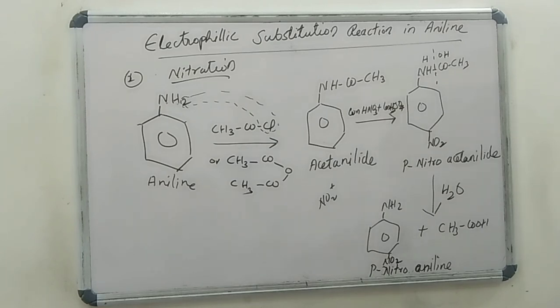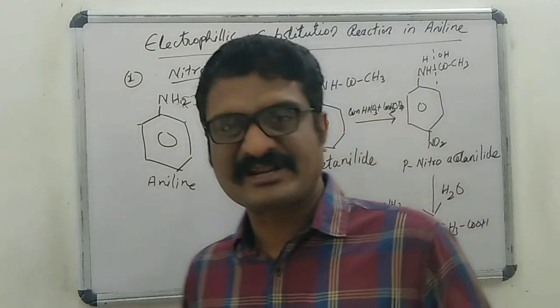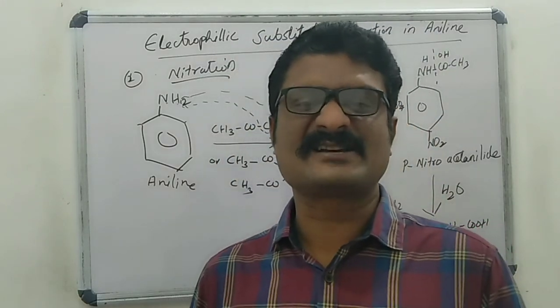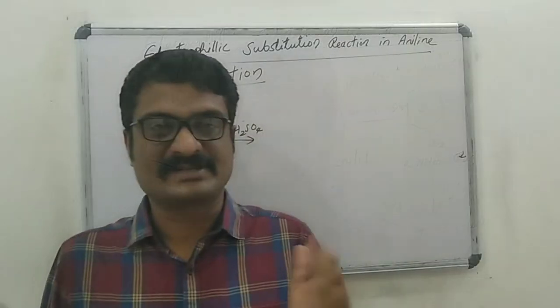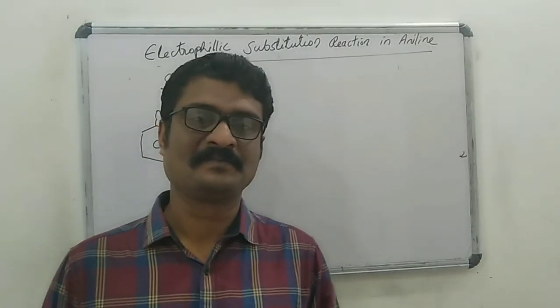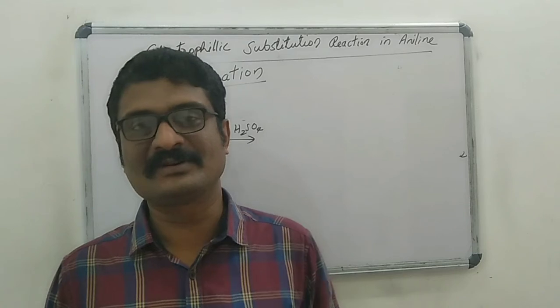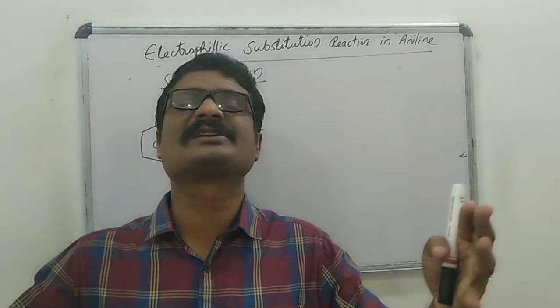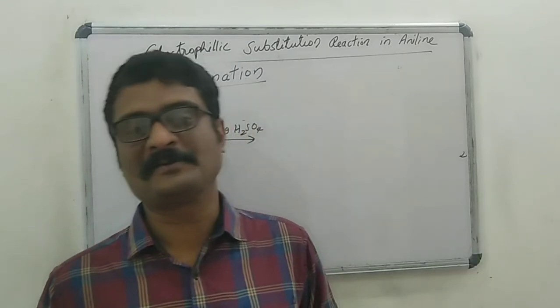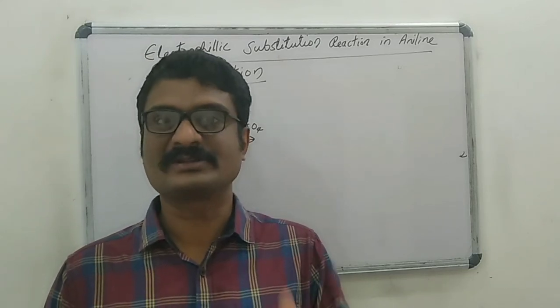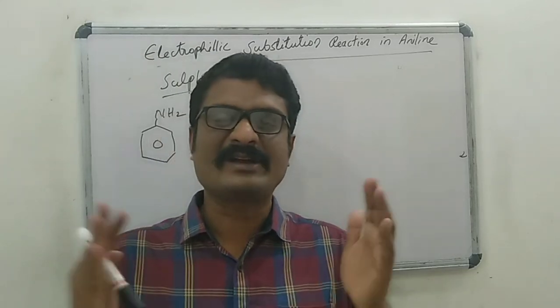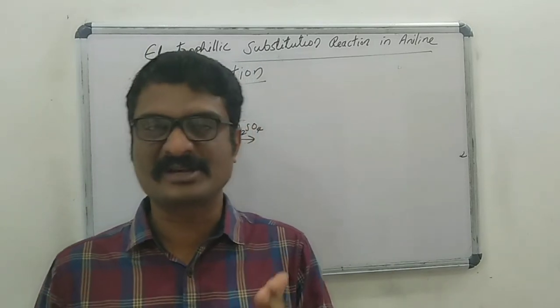plus CH3COOH. The last example for electrophilic substitution reaction is sulfonation. What is meant by sulfonation? The introduction of the electrophile SO3H plus to the benzene ring is called sulfonation. Then how can we carry out a sulfonation reaction?